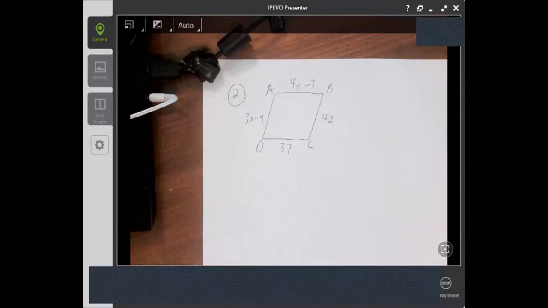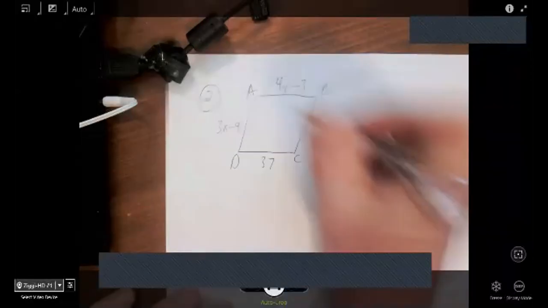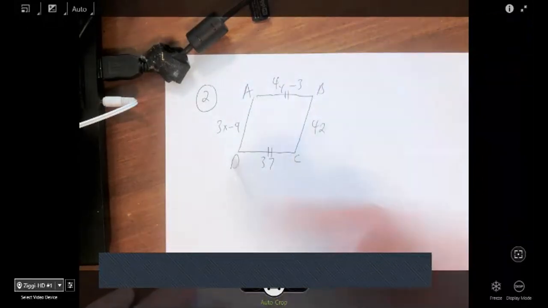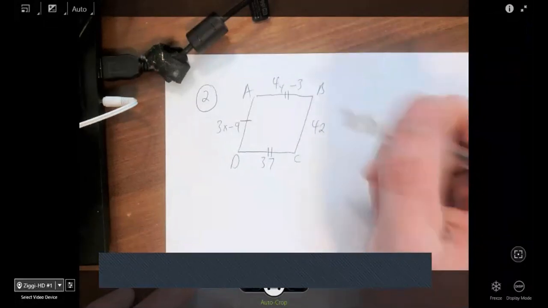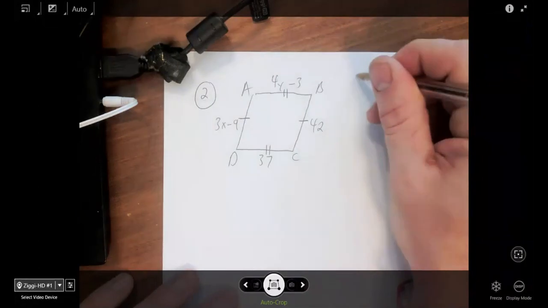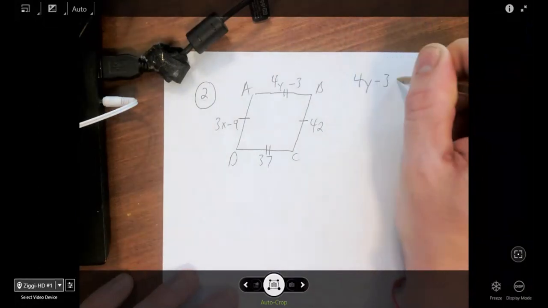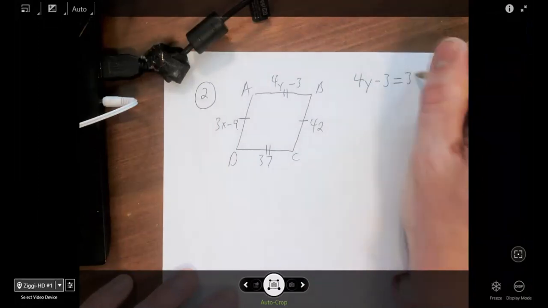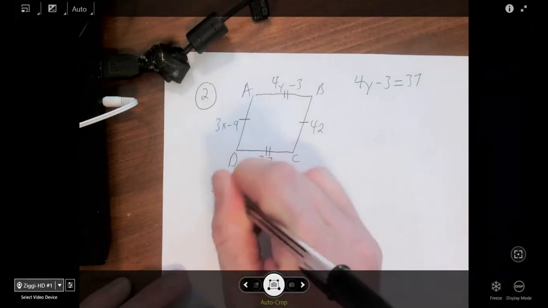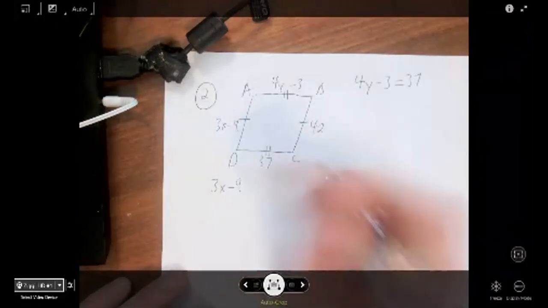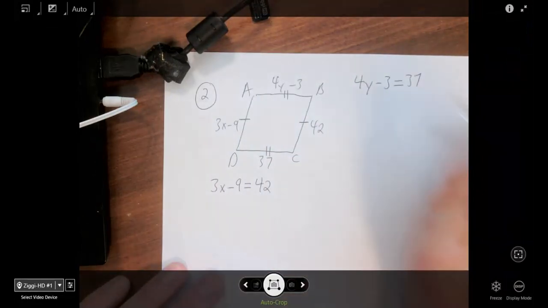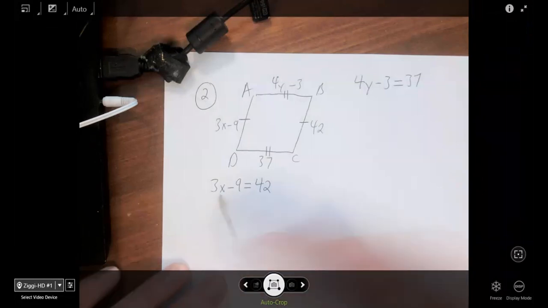Okay, good. So what it is that segment AB is the same as segment CD. Segment AD is the same as segment CB. So if we want to solve for X and Y, we can do 4Y minus 3 is equal to 37. So that's one equation that we're going to use to solve this problem for Y. To solve for X, we can do 3X minus 9 equals 42. And so now we just need to get X by itself and get Y by itself.